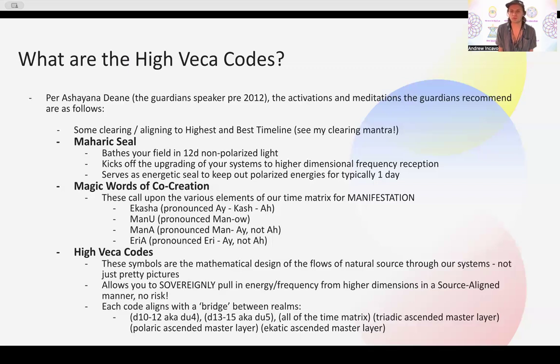These are not just pretty pictures. They're behind me, they're on the slide before, and we're going to cover them a bunch. These are essentially the bridges between realms. So we have different dimensional universes: DU1, DU2, DU3, DU4, DU5. And for example, DU5 is dimensions 13 through 15.